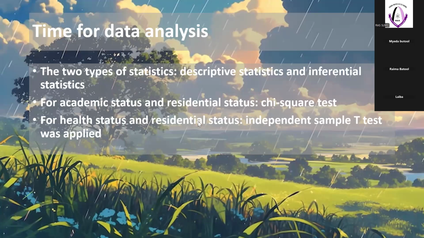And then inferential statistics means performing certain statistical tests on those variables, to test the hypothesis and reach a certain conclusion. In this case, two statistical tests were applied. One was the chi-square test, and the other was the independent sample t-test. For the association between academic status and residential status, I used the chi-square test, and for health status and residential status, I used the independent sample t-test, and we'll see how that works later on.